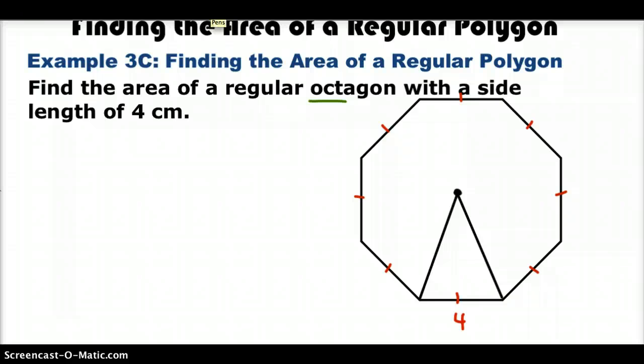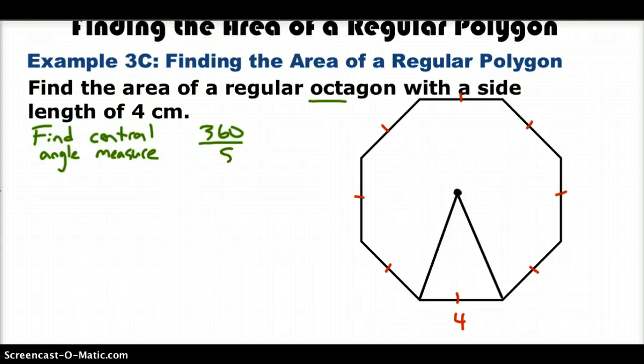Okay, and so the first thing we want to know is what is the measure of the central angle. Okay, so I'll say find central angle measure. All right, so to find the central angle measure, we will just take 360 and we'll divide it by 8, and that will give us the central angle measure. So I'm going to go to my calculator and take 360, divide that by 8, and it gives us 45 degrees. Okay, so we get 45 degrees right here.